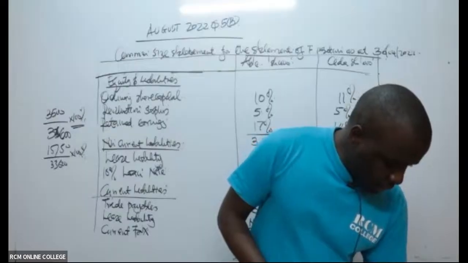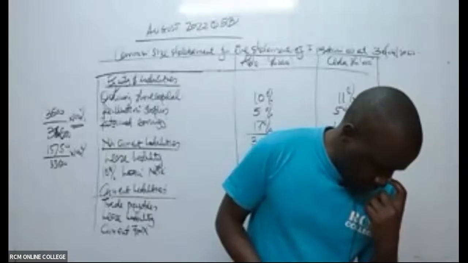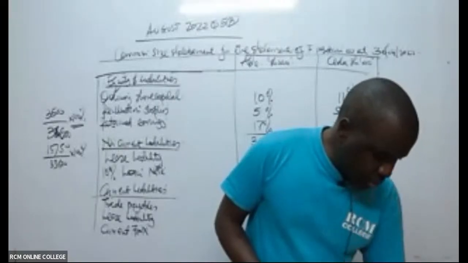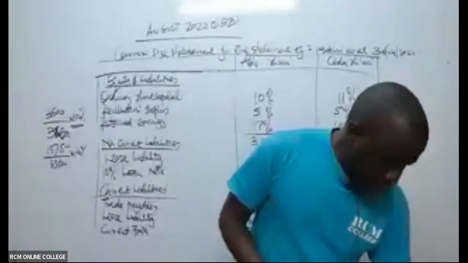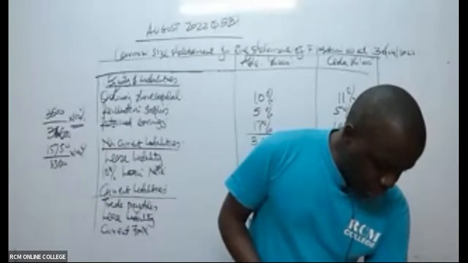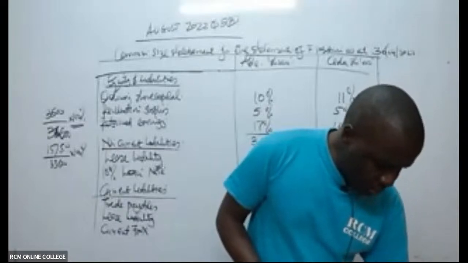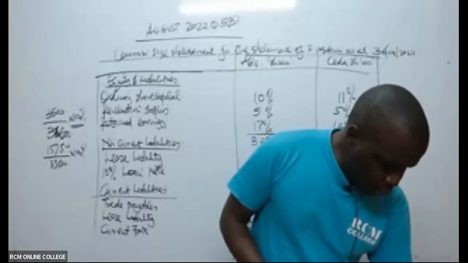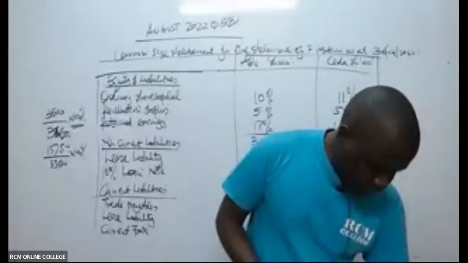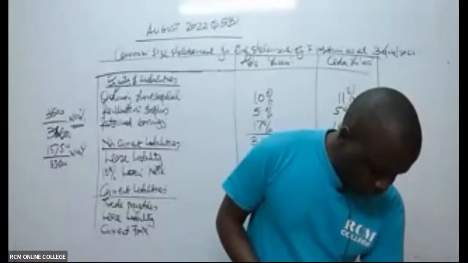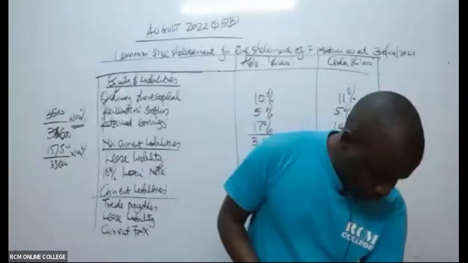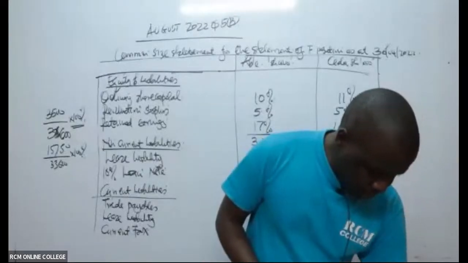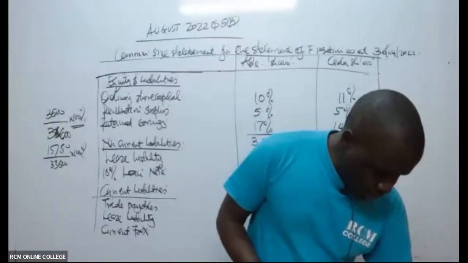So, of course, that is how you would have been able to do Roman 1 and Roman 2. Roman 3 in this case wanted you to advise the directors of Able Limited on the best company to take over.